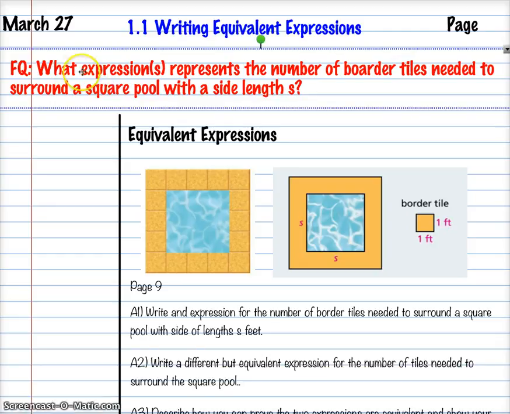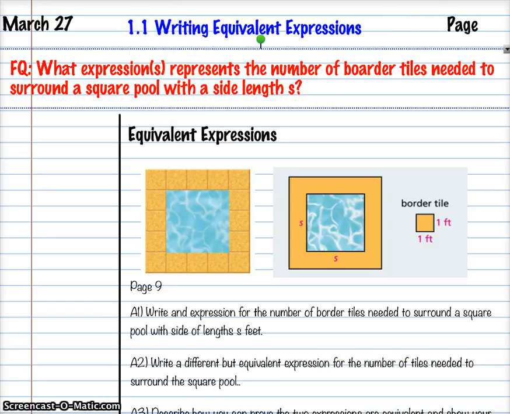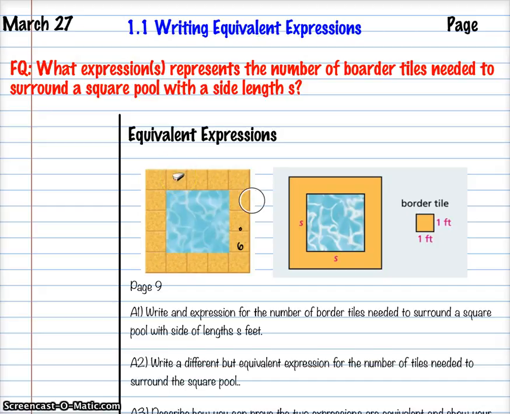Your focus question is, what expressions represent the number of border tiles needed to surround a square pool with side length S? So we're coming up with expressions that are going to go around a pool that represent how many tiles we have around this pool. So in this case, this is a tile, that's another tile, that's another tile, a tile, a tile, etc. These are all tiles, border tiles. Okay, so we need to come up with an expression based on the side lengths.